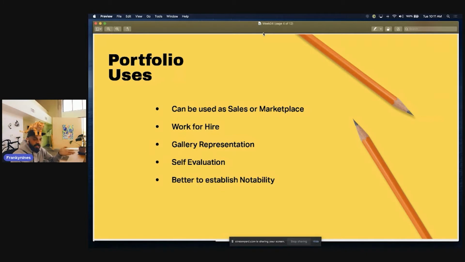And then the fourth point, which I touched on, is self-evaluation. Again, I always look back at my work and I judge myself very, very harshly. Sometimes I'm like, ooh, I was really killing it that time, or ooh, that was whack. What were you doing, dude? So it's good for you to just self-evaluate. It makes you a better artist, makes you a stronger artist.